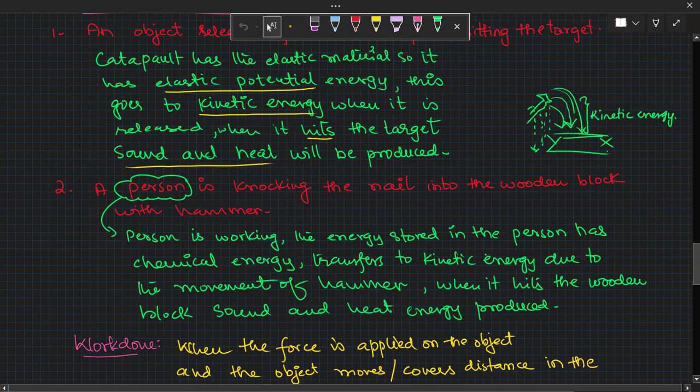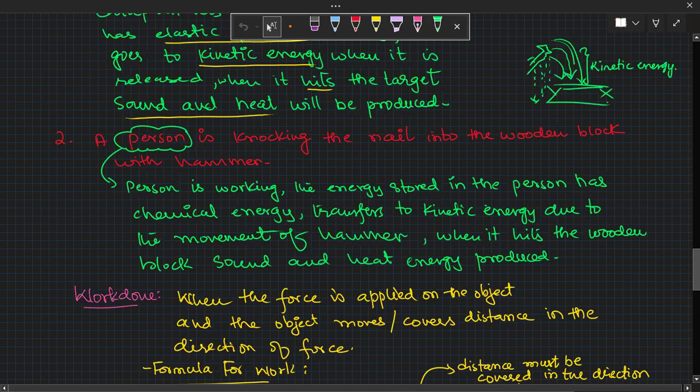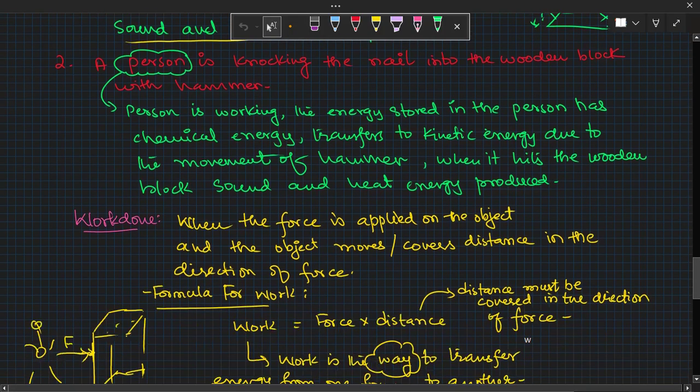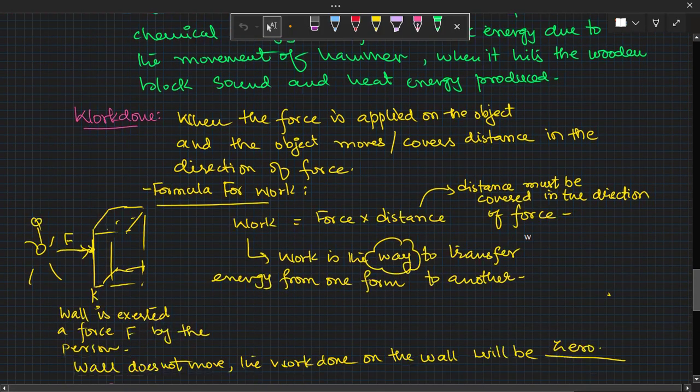After that, a person is knocking a nail into a wooden block with a hammer. How does the energy transfer take place? The energy is stored in the person in the form of chemical energy inside the body. That energy transfers to kinetic energy because he is moving his hand while hitting with the hammer, and when the hammer hits the wooden block, sound and heat are produced. What is work done? I have already spoken about this.